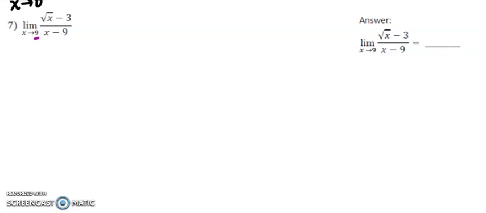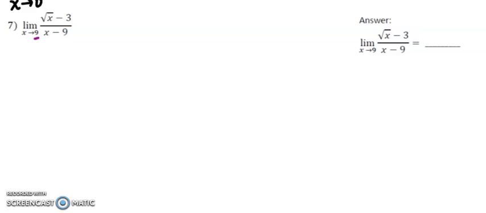All right, we left off with number 7, and we are trying to evaluate this limit, the limit as x approaches 9 of the square root of x minus 3 over x minus 9. So let's look at direct substitution first, right? That's always our go-to method.